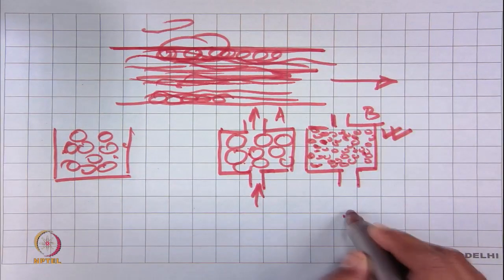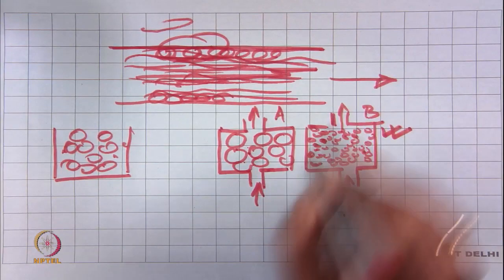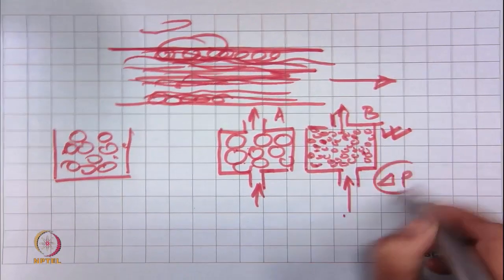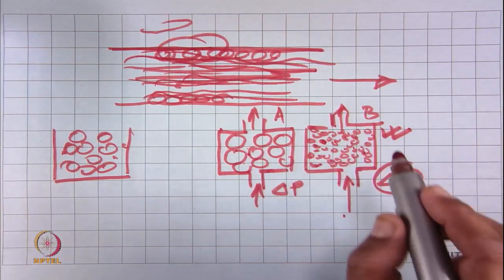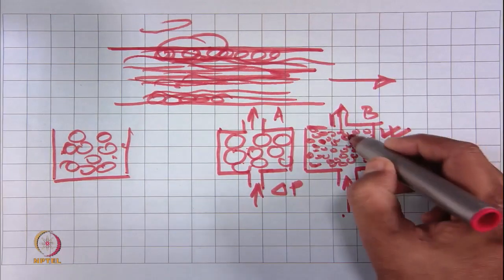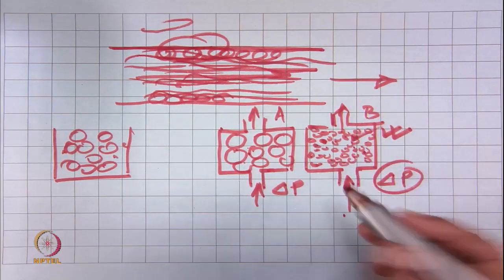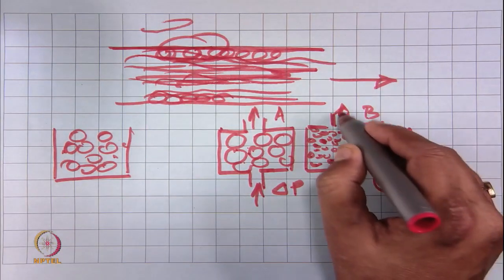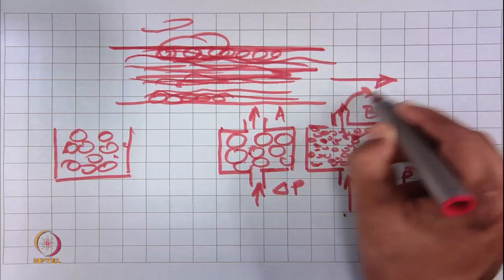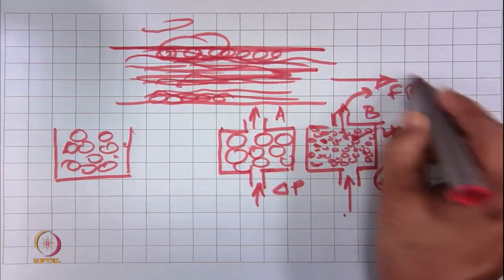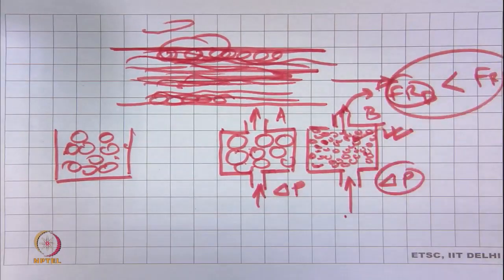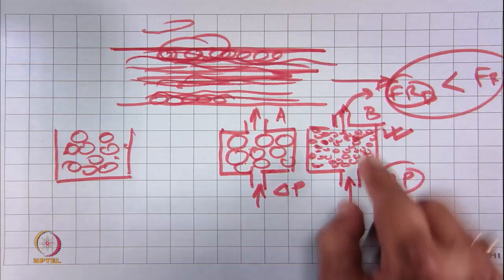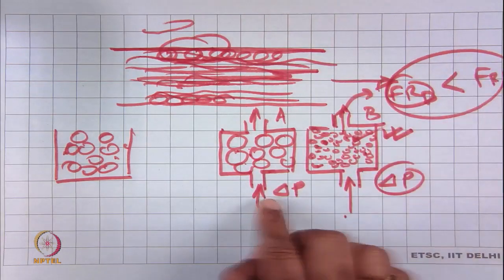Now, if we flow the air at the same pressure difference in both A and B, as B has a higher area of drag, it will result in a lower flow rate. The flow rate will be lower in B than the flow rate of A. So, that is how we measure the flow rate for the same pressure drop.